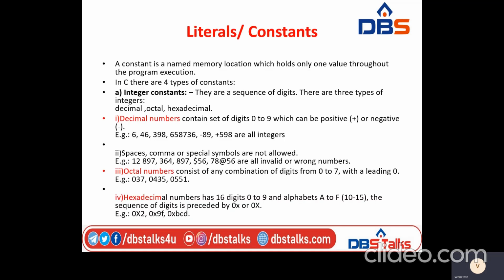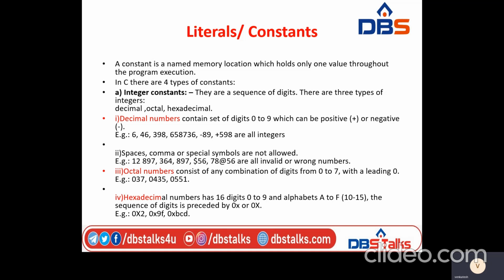Next one is constants, or we can say literals or constants. A constant is a fixed value that will not change during the execution of the program. For example, 5 is a constant, that value should not be changed. 10 is a constant, that value should not be changed. There are generally 4 types of constants. First one is the integer constant. What is meant by integer? It is a sequence of digits. Integers mean a sequence of digits only.